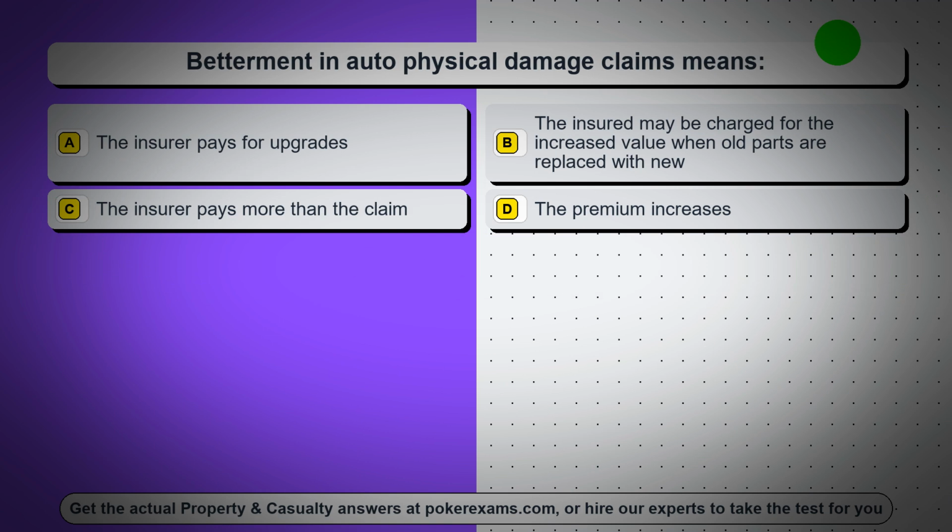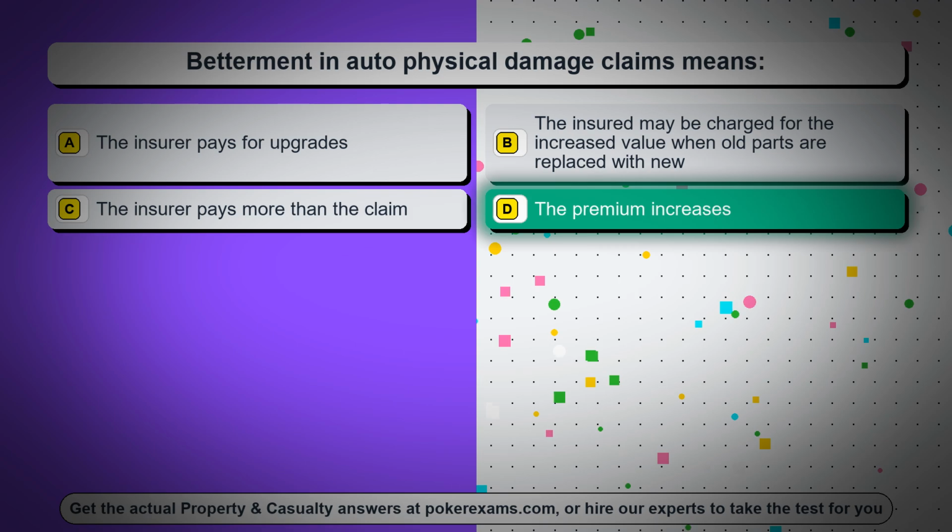Question 79. Betterment in auto physical damage claims means, option A, the insurer pays for upgrades. Option B, the insured may be charged for the increased value when old parts are replaced with new. Option C, the insurer pays more than the claim. Option D, the premium increases.